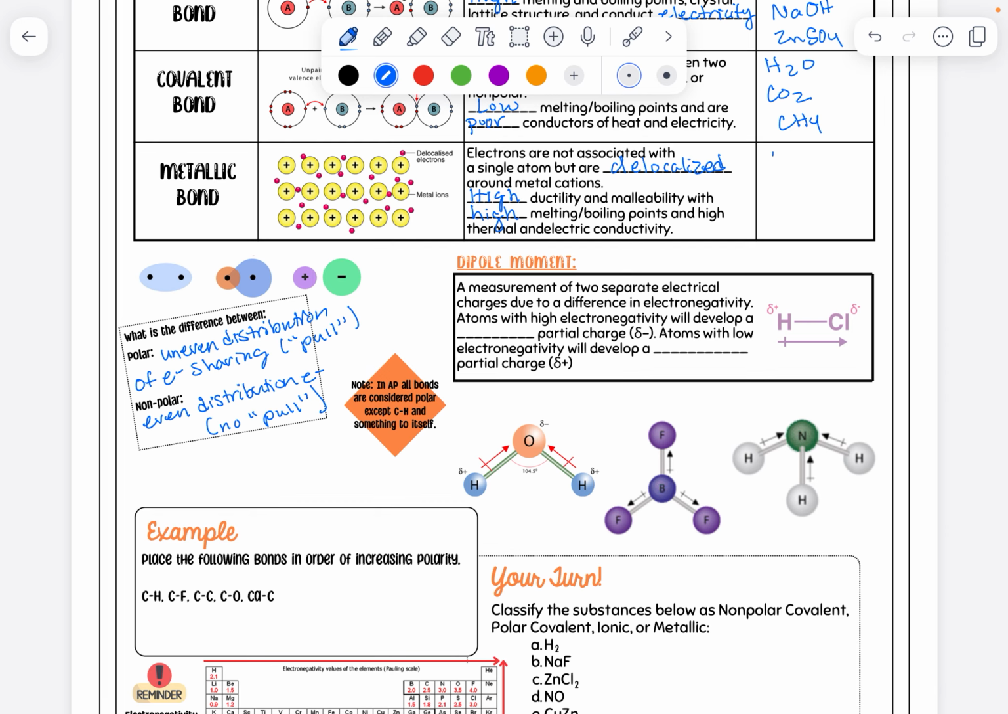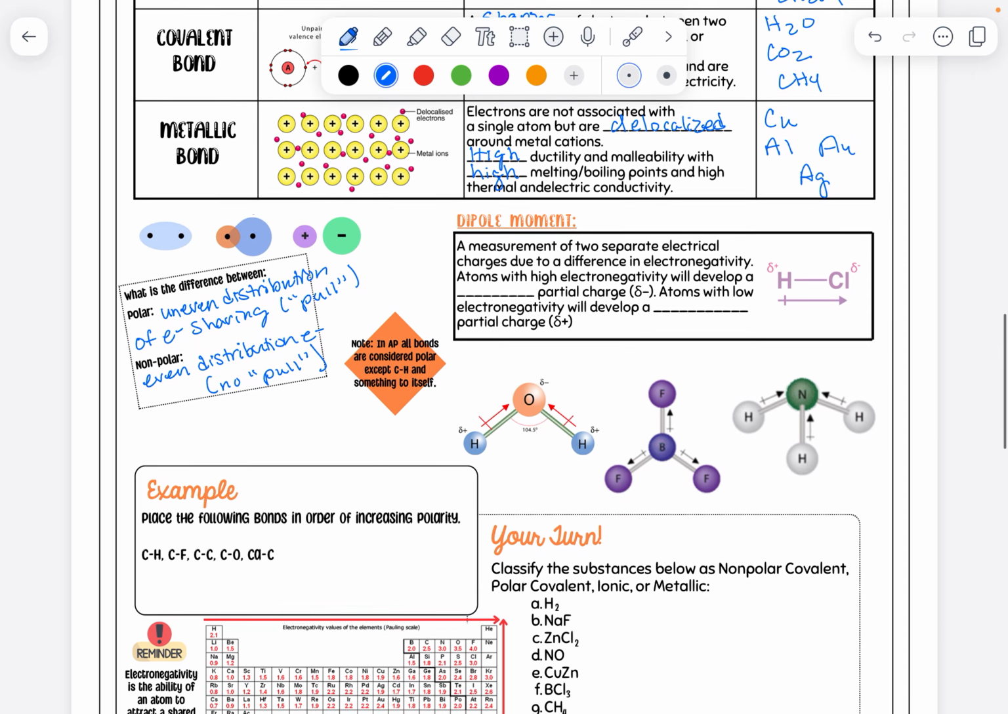And these are copper, aluminum, gold, silver, are all examples of metals. And it can be more than one metal in a metallic bond, but we're dealing with pure metals when I'm giving you these examples.